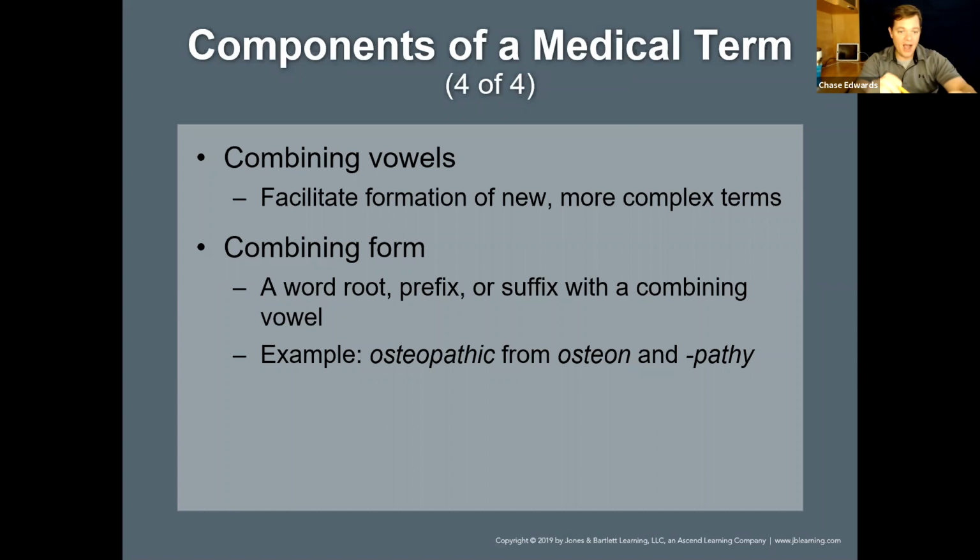Now you do not use a combining vowel before a suffix that begins with a vowel. Okay.